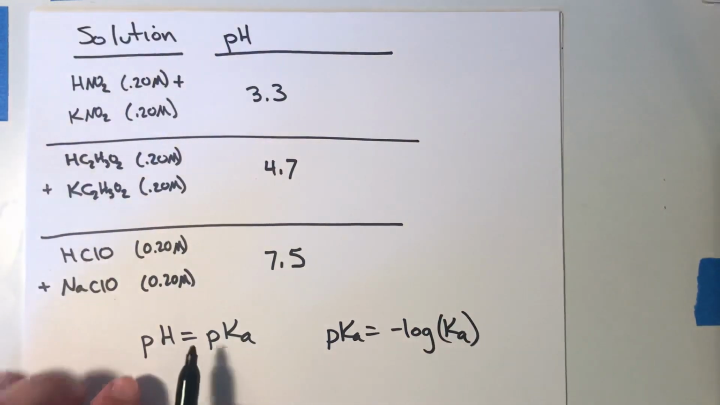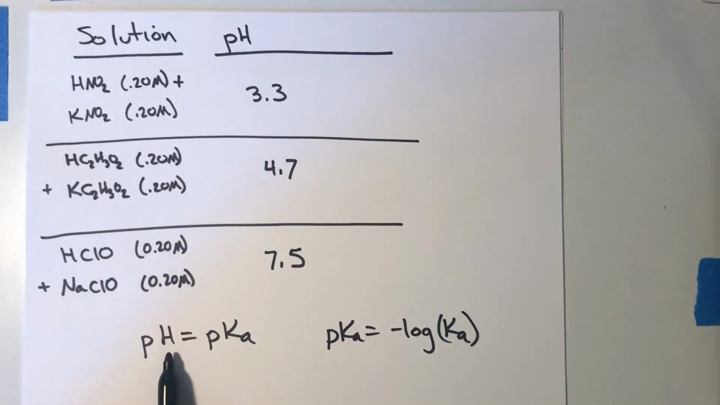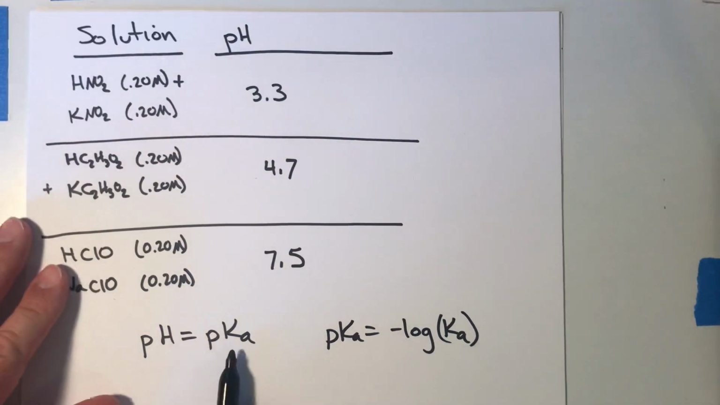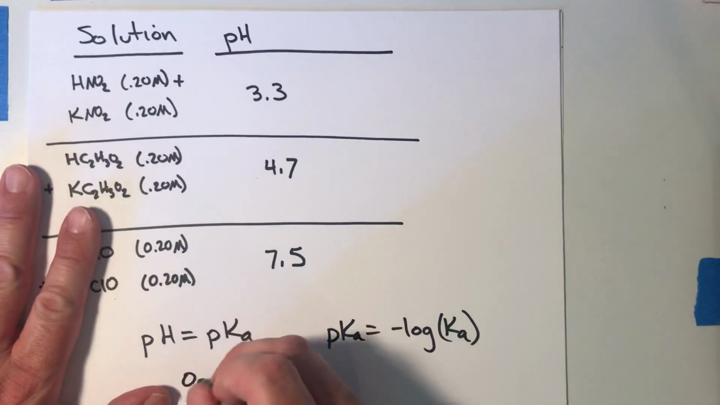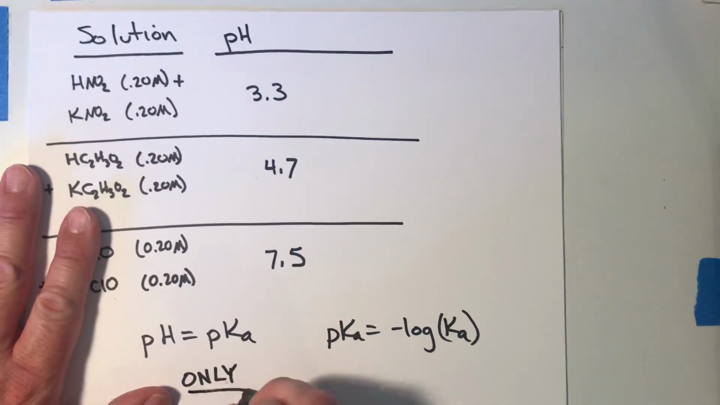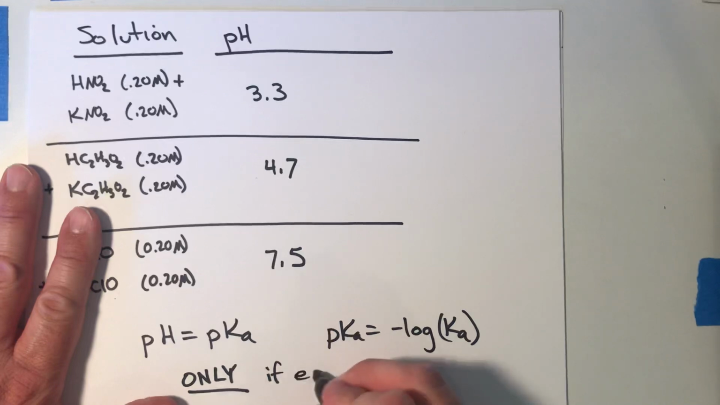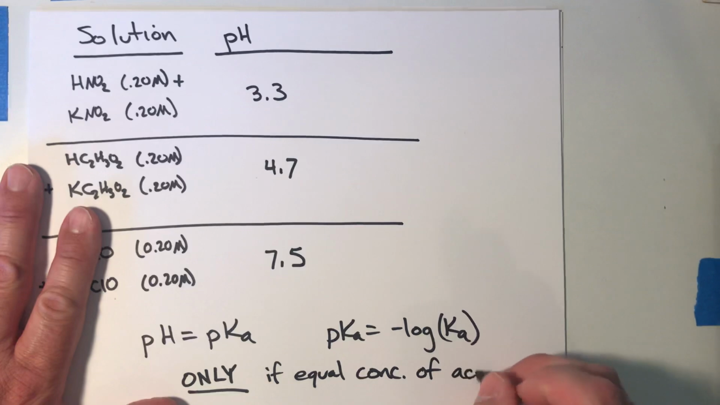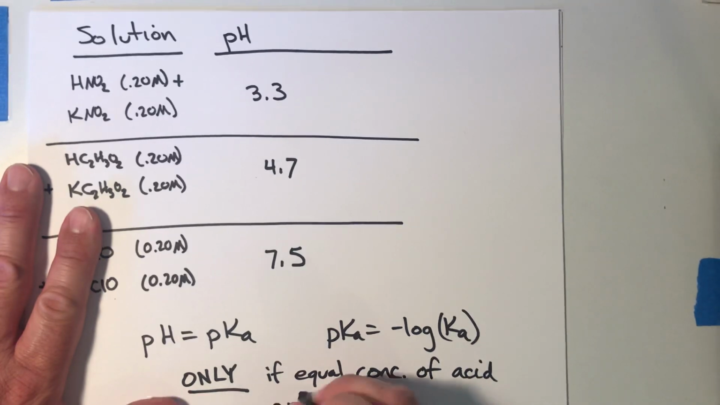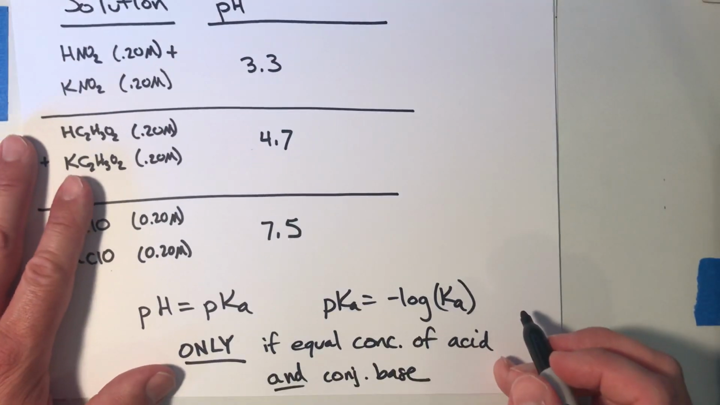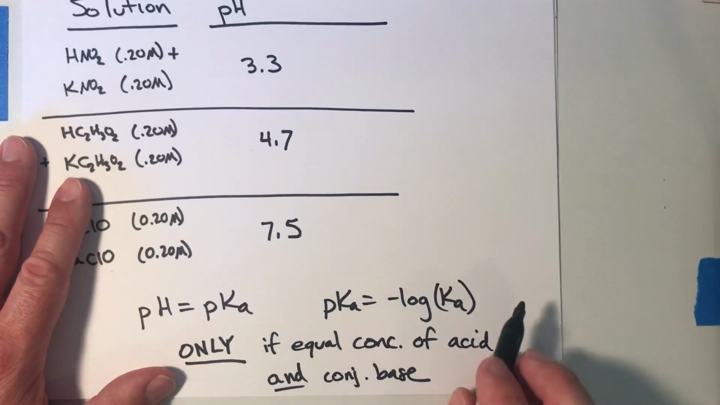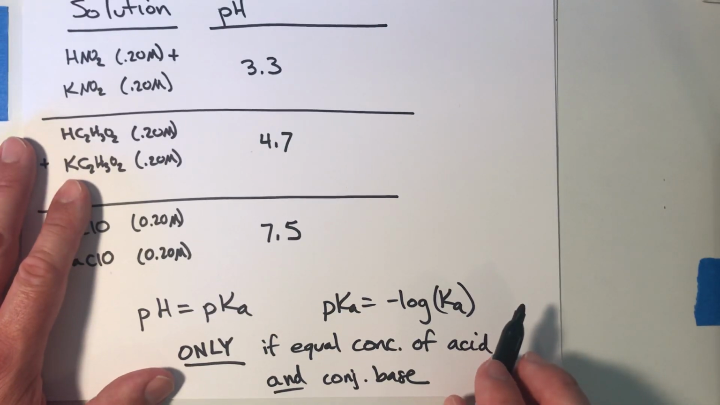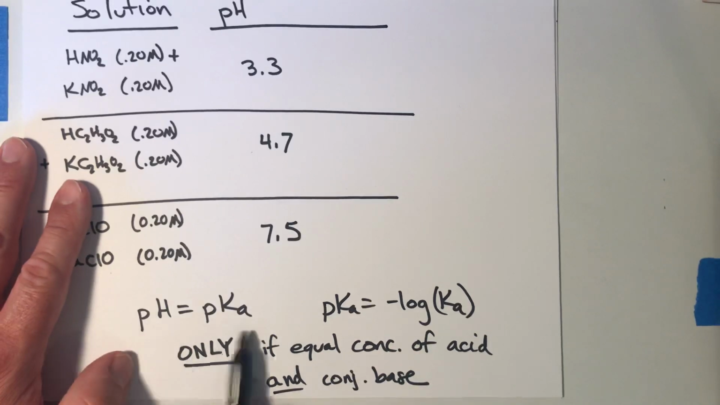All right. Now, again, this is a rule that applies only in one specific situation. The pH is equal to the pKa only if you have equal concentrations of the acid and the conjugate base. In any other situation, you're going to have to work a RICE problem in order to figure out what the pH is, all right? But for this one situation where you have equal molarities of both the acid and the conjugate base, this rule is going to apply.